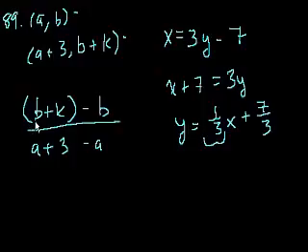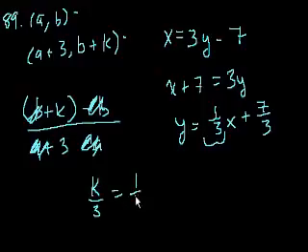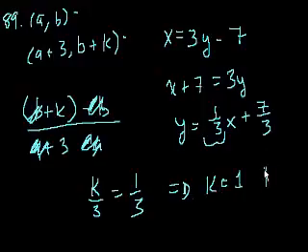Right? And what does this reduce to? So b plus k minus b, the b's cancel out. A plus 3 minus a, the a's cancel out. I'm left with k over 3, and that equals the slope. We already know that the slope is equal to 1/3. So k over 3 is equal to 1/3, so k is equal to 1. K is equal to 1. That's choice D. Problem 90.